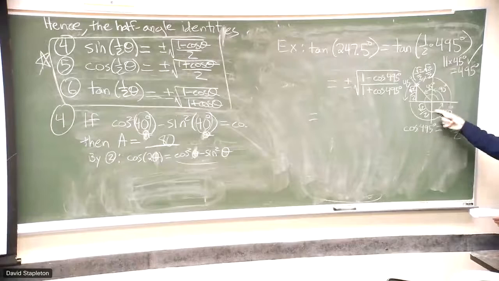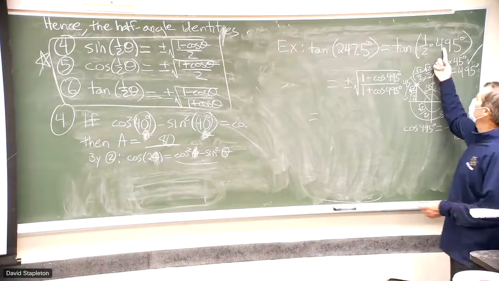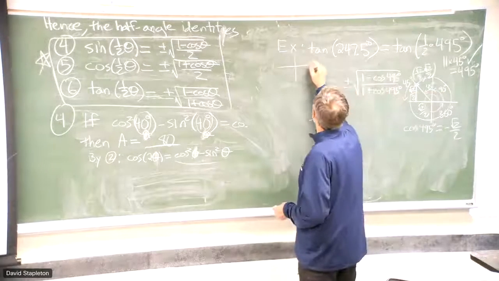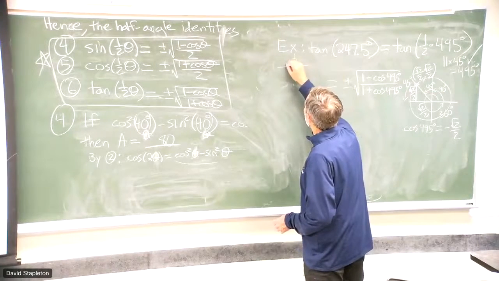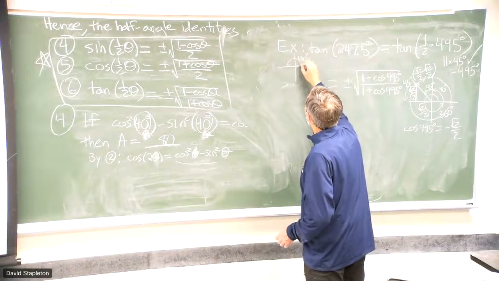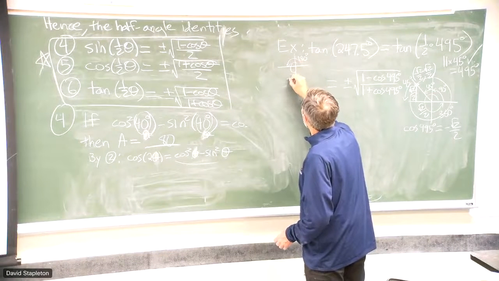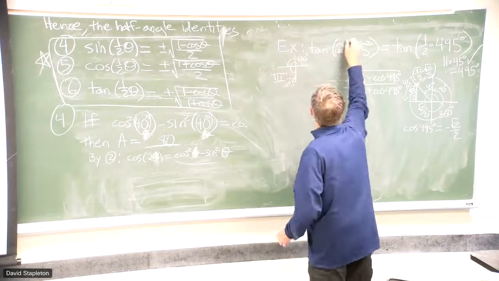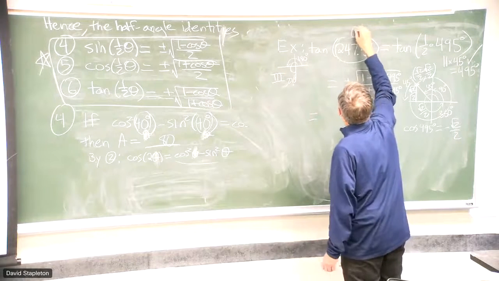Now, this isn't the angle you look at, right? Because that's double the angle. You look at the original angle. And so 247.5, here's 180. Here's 270. It's between those two. It's in quadrant 3, right? So this is in quadrant 3.